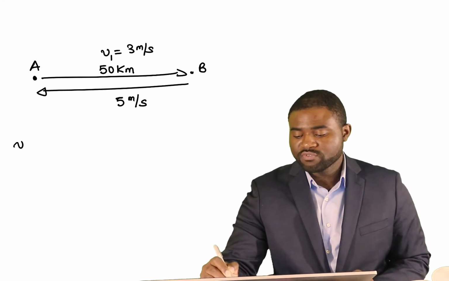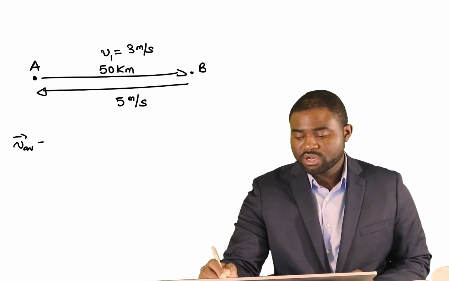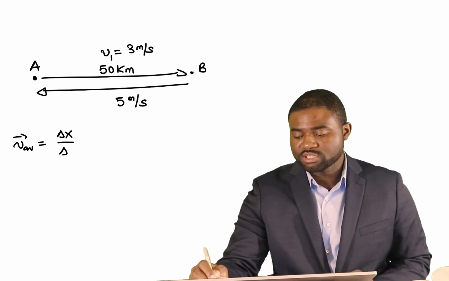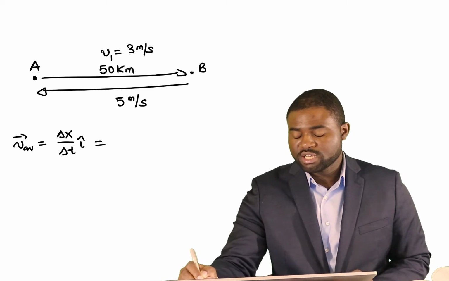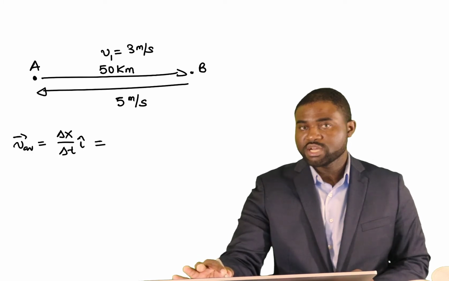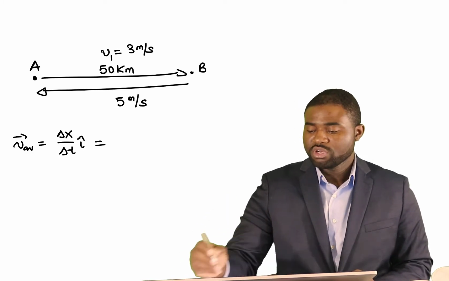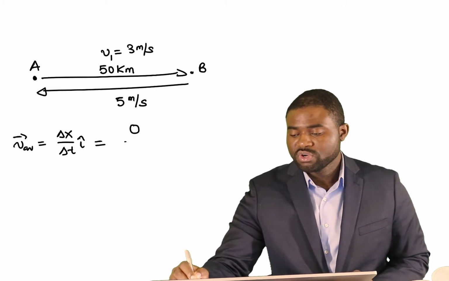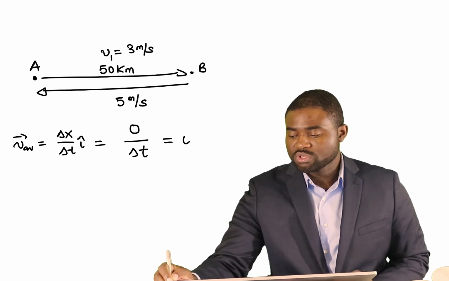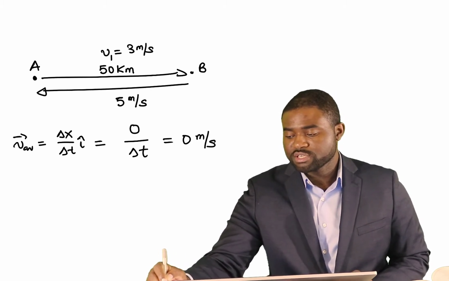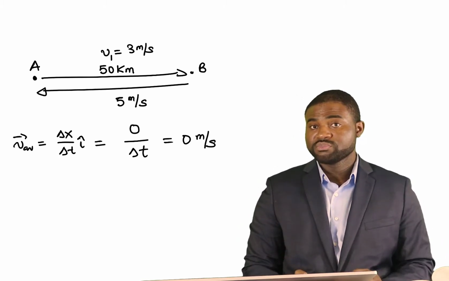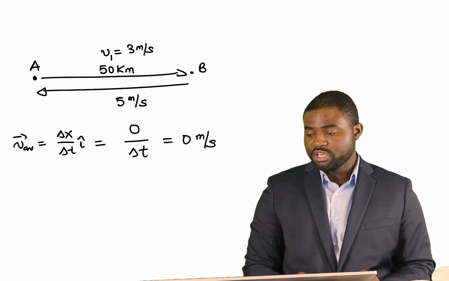Remember, average velocity, V average, is simply the total displacement divided by the time interval. And in this case, the initial and the final point are the same. So the displacement is 0, all divided by the time, this will be equal to 0 meters per second. So in this case, the average velocity is 0. What about the average speed?